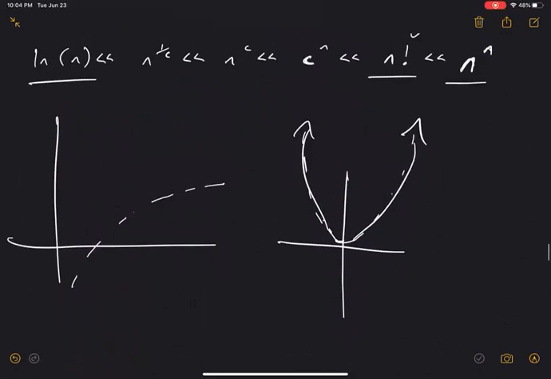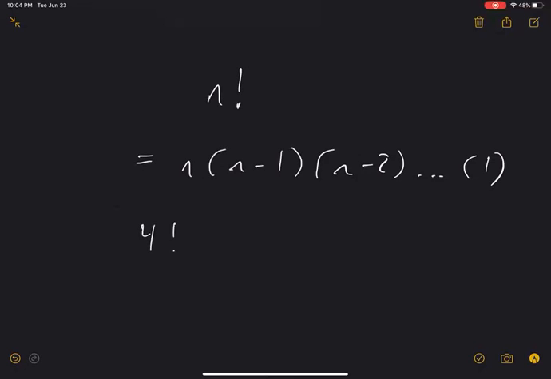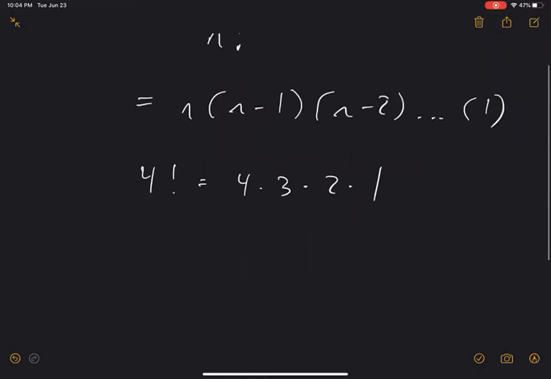I'll go over this more when it becomes more relevant, but remember what n factorial is. N factorial is n times n minus 1 times n minus 2, etc., all the way down to 1, and we stop at 1. So for example, 4 factorial would be 4 times 3 times 2 times 1.